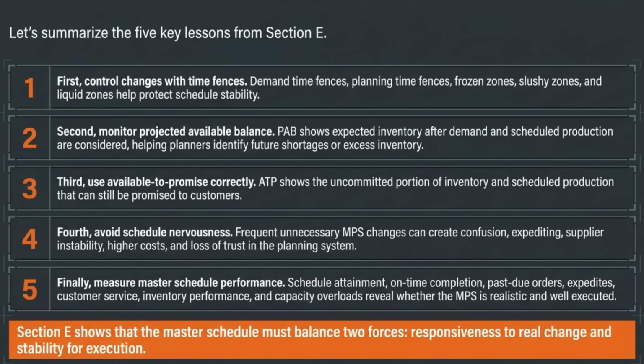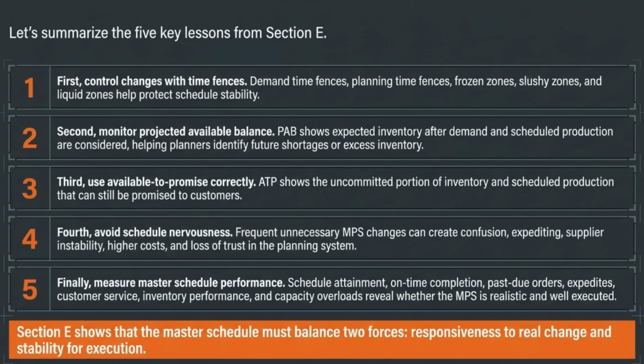Third, use available to promise correctly. ATP shows the uncommitted portion of inventory and scheduled production that can still be promised to customers. Fourth, avoid schedule nervousness. Frequent unnecessary MPS changes can create confusion, expediting, supplier instability, higher costs, and loss of trust in the planning system. Finally, measure master schedule performance.